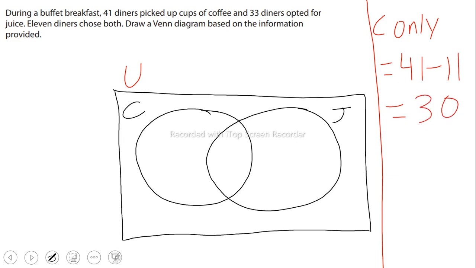So 41 minus 11 gives us 30. In fact, even before we do this, it's very important to put in what's in the intersection first. 11. They give us that, so we know for sure that's the intersection. And then 30 would be in C only. Next, we need J only. So J only is 22.